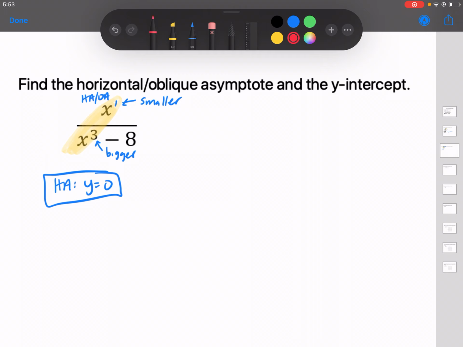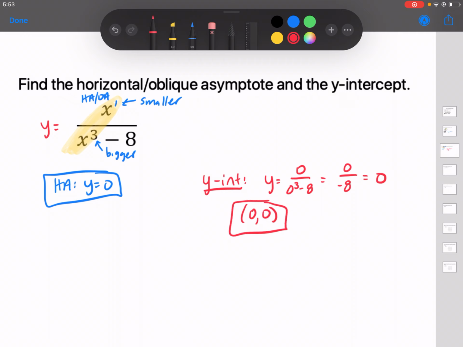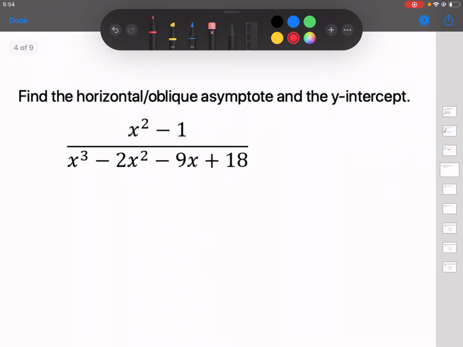Let's do our y-intercept. Remember once again this is supposed to be y equals. So for our y-intercept, we have y is equal to 0 over 0 cubed minus 8, 0 over negative 8, or once again 0. So our y-intercept is again at 0, 0. But don't worry, it'll get more exciting for y-intercept later. Okay, let's go back to horizontal or oblique again.